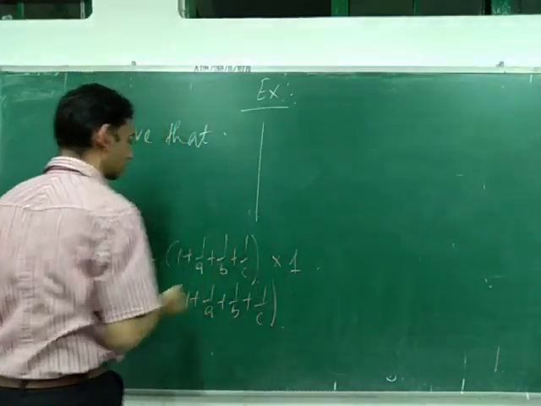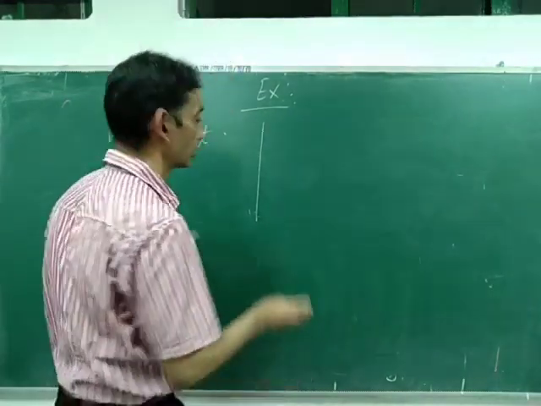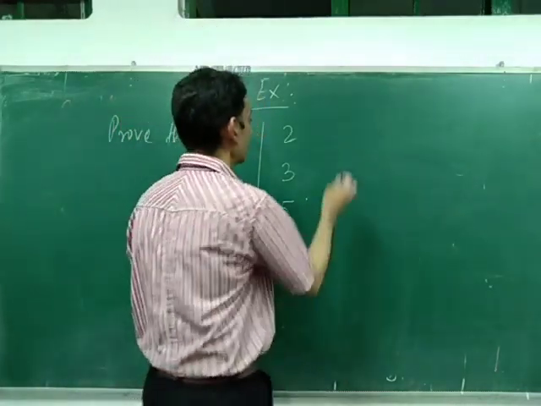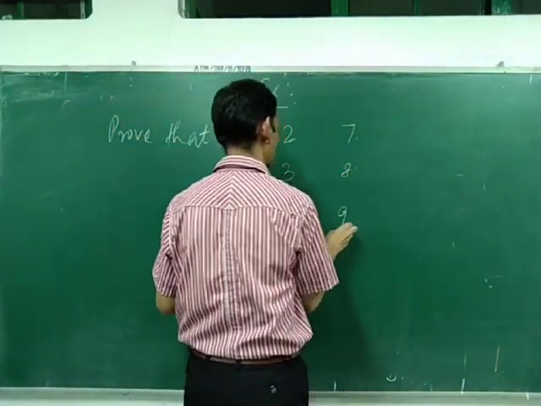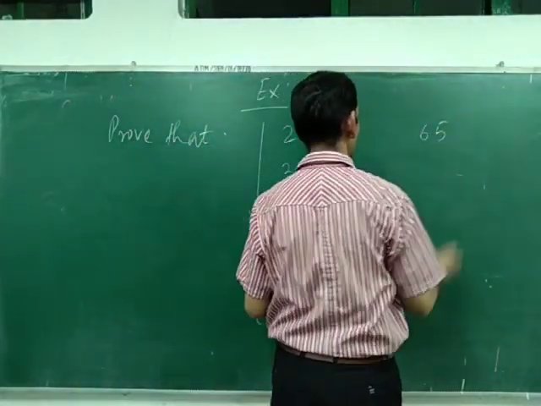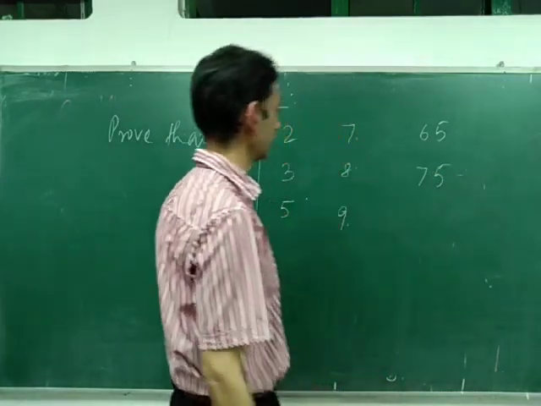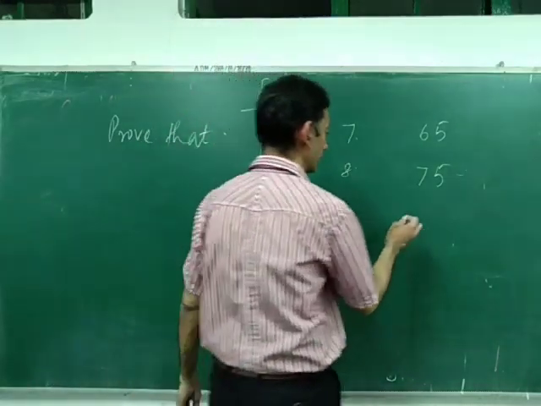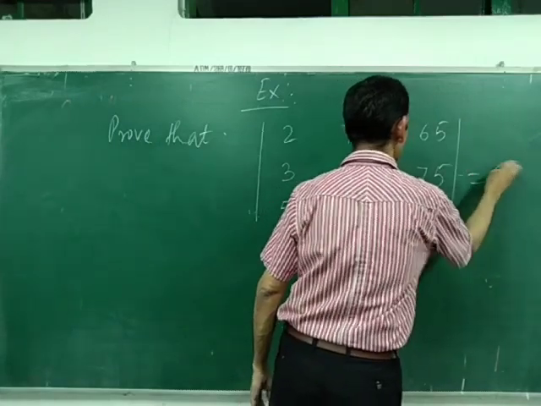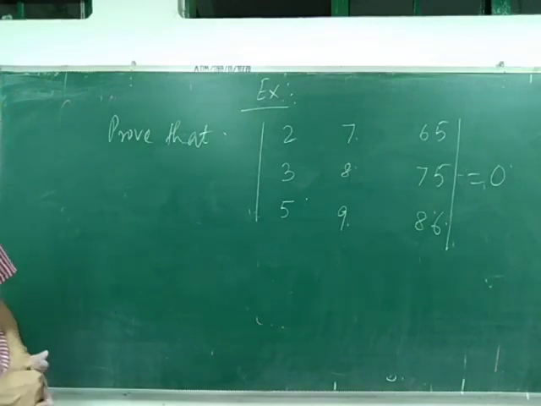So we'll be solving questions on numbers. We'll be solving the question on number 235, 789, 65, 75, and 86 is equal to 0. So I have to prove this: that the determinant 2, 3, 5, 7, 8, 9, 65, 75, 86 is equal to 0.